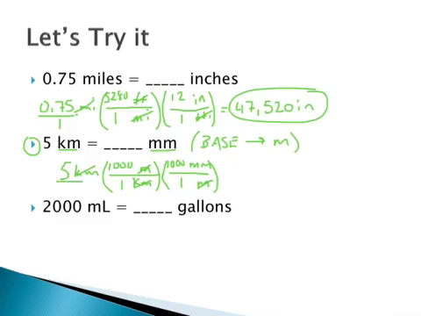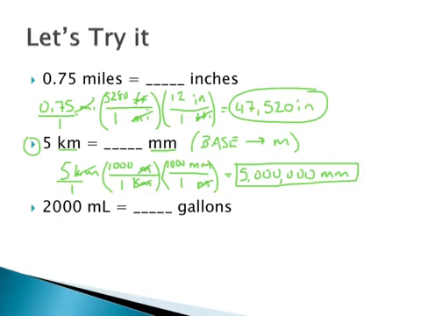I have ones in every denominator, so it's just a multiplication problem. So 5 times 1,000 times 1,000 is going to give you 5 million millimeters. Okay, again, does this make sense? And it should, because kilometers are far greater than millimeters, so you should have a lot of millimeters in 5 kilometers. Alright, let's try one last problem here.